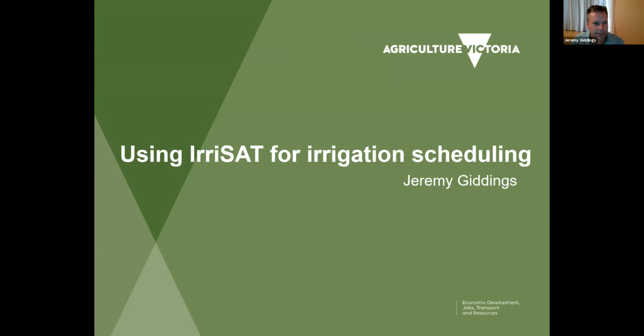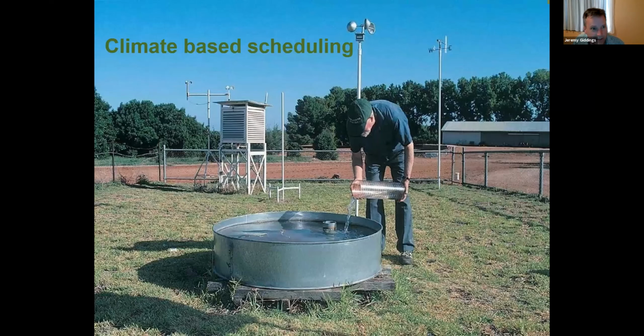I'll be quick. So Robin's asked me to talk about climate-based scheduling, in particular Irisat, and we'll get to that in a moment. But this is an old image of the research station at Derrimut where I used to live, and we had an EPAN there where someone had to refill the water every day to measure how much water was going into that pan, which reflected how much was evaporated, and we related that to crop water use. And you had to do that every day, laborious. You had to do it on weekends as well.